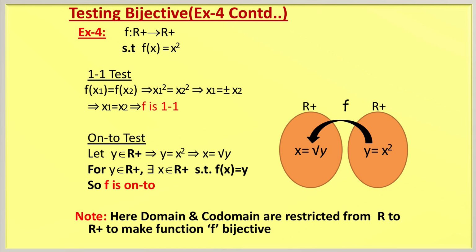So, for one-one what will we take? We will take f(x1) is equal to f(x2). That means, what is f(x)? f(x) is equal to x square. So, f(x1) will be x1 square, f(x2) will be x2 square. So, x1 square will be x2 square, and that implies x1 is equal to plus minus x2, and there will be no minus sign.